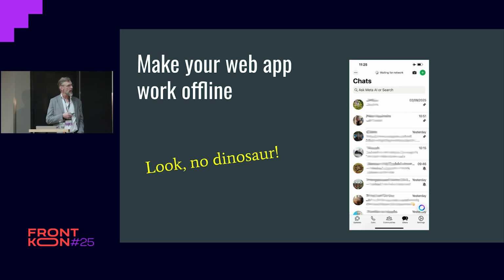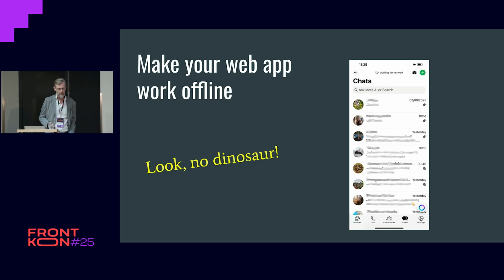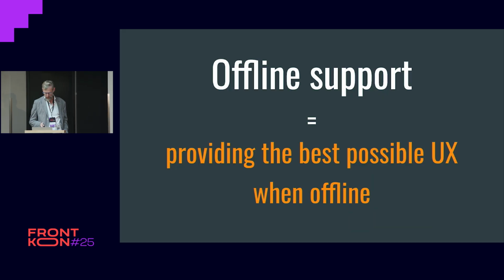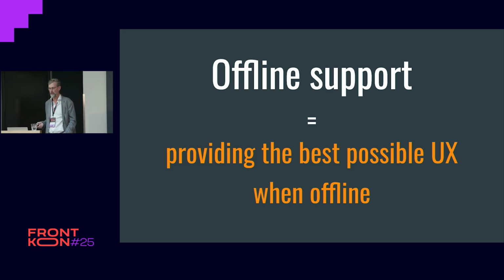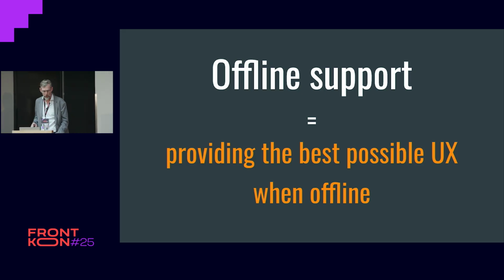What they have done really right is that WhatsApp really understood what offline support is all about. Offline support does not mean that your web app should be able to do everything offline that it can also do online, because that is not possible. You cannot send a message, but at least you can schedule it. You can show the chats that the user already has. The bottom line is that offline support is all about providing the best possible user experience when your web app is offline. So there is always something that you can do.